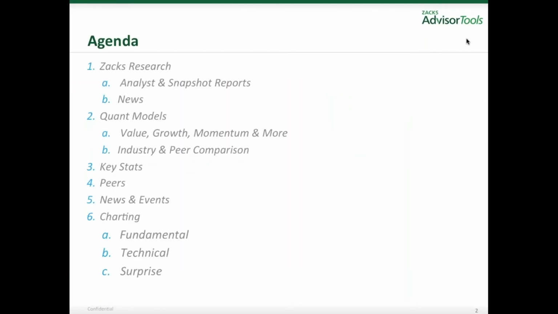Today we will be covering the Zacks Research Individual Analyst and Snapshot Reports, the Value, Growth, and Momentum Quant Models, as well as some other complementary style scores, an industry and peer comparison. We'll go more in depth on the key stats page. We will cover the advantages of using the peers page, quickly go through the news and events tab, and then cover each of the individual charting functionalities.